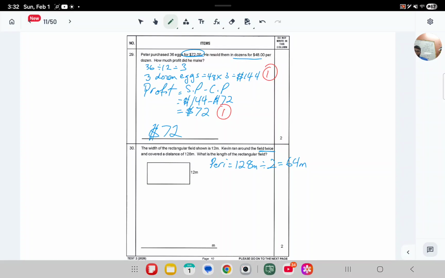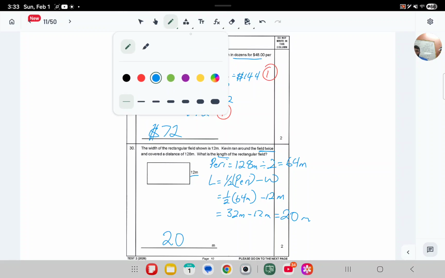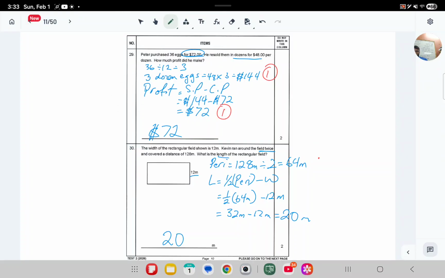Now that we know the perimeter and we know the width, we can calculate the length. The formula to calculate the length is equal to half perimeter take away the width. So half of 64 meters take away the width, which was 12 meters. Half of 64 we know is 32. So 32 take away 12 is equal to 20 meters. Alright. One mark for finding the perimeter, one mark for finding the length.